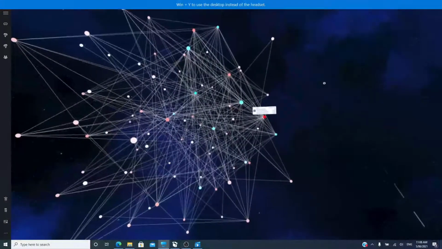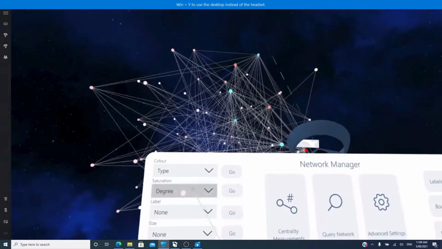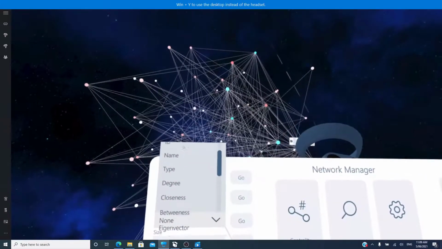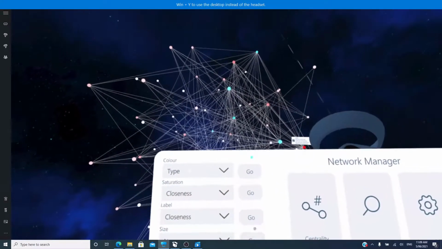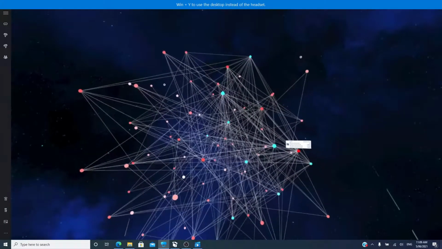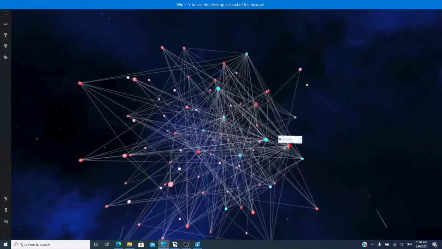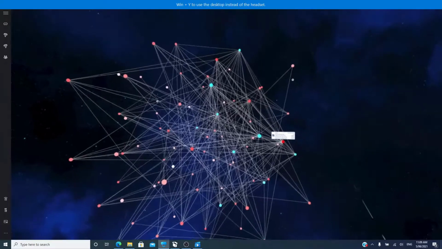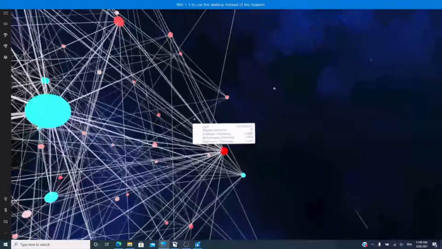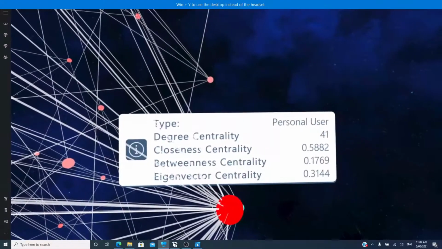Or someone who is closest to all other nodes in the network. This would mean this individual has a high closeness value. Let's apply saturation to closeness. So we can see all nodes have higher values of closeness compared to the degree value. But it seems it is still the same node that has the highest value of closeness. And the value is 0.5882.